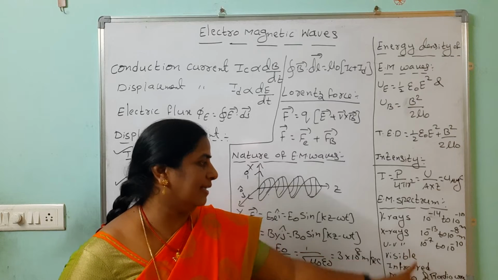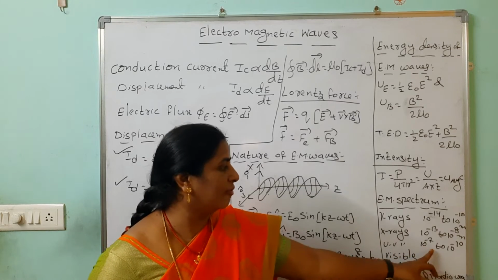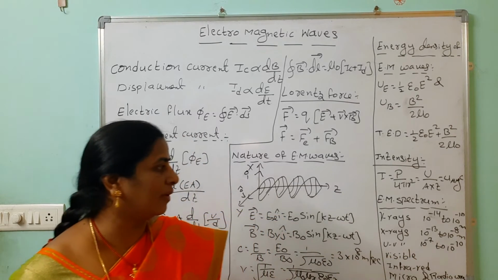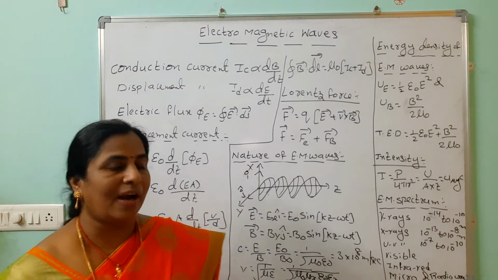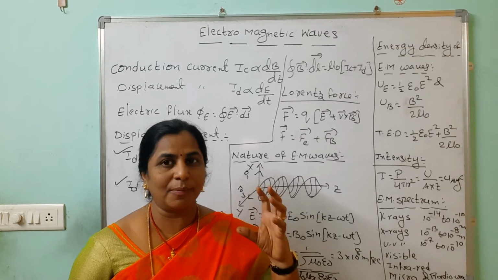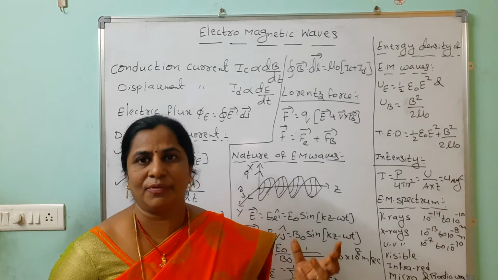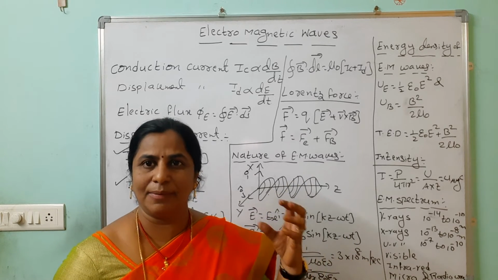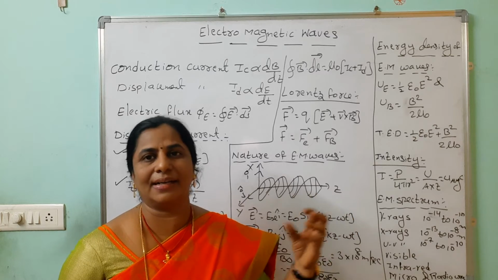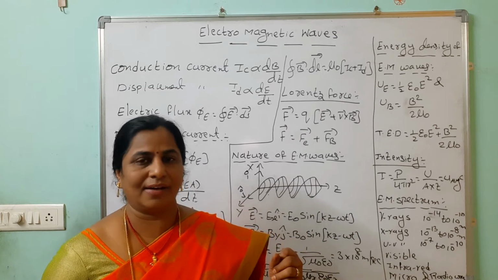ultraviolet rays. This range is 10 to the power of minus 7 meters to 10 to the power of minus 10 meters. So ultraviolet rays, you know, water purifiers use ultraviolet rays for purifying the water, and in the medical field for killing bacteria also we are using ultraviolet rays.